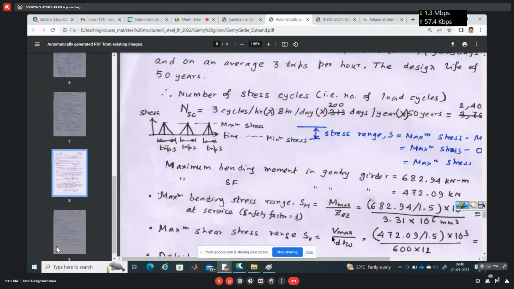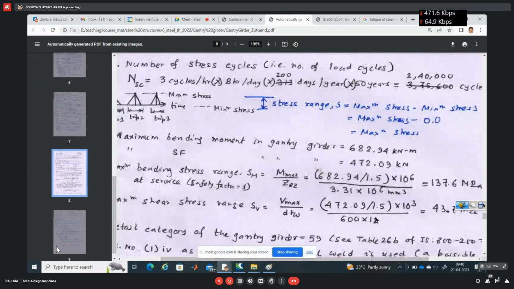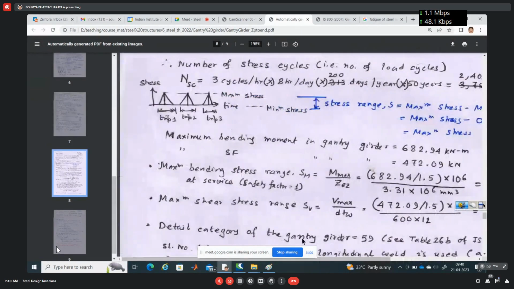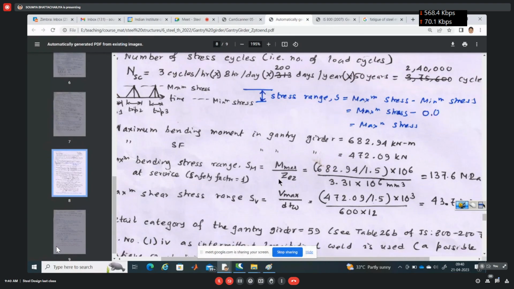Similarly, the maximum stress in shear is the maximum factored shear divided by 1.5 to make it service load, divided by shear area dTw. I get this value. This is the maximum shear stress. And the minimum here you can see is 0. So the minimum stress is 0. So the stress range, maximum stress minus minimum stress, becomes the maximum stress itself, because the minimum stress is equal to 0.